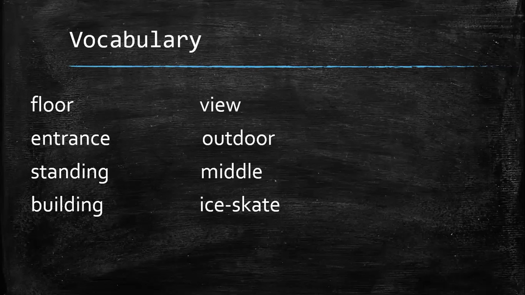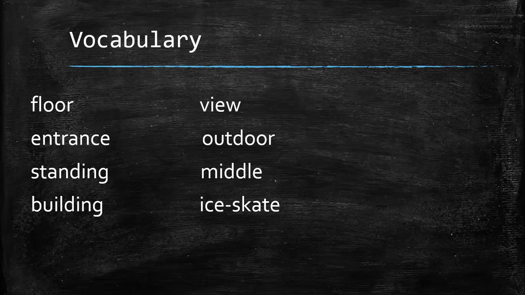Entrance is when you go to a building, when you go in the building, so that's the entrance. Entrada, right? And outdoor is the opposite of indoor. Indoor is in a house, for example, you are in a house. And outdoor, you are on the street. On the street is the exterior, outdoor. And indoor is the opposite. You are in your house, or in a building or in a bank or whatever. Indoor. So outdoor is out.